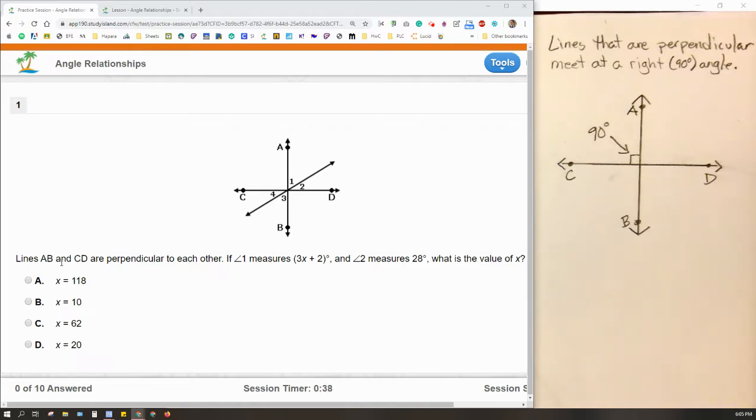So it says lines AB and CD are perpendicular. What does that mean? Lines that are perpendicular meet at a right or 90-degree angle. Right angles are 90 degrees. If two lines are perpendicular, then they meet at a 90-degree angle.